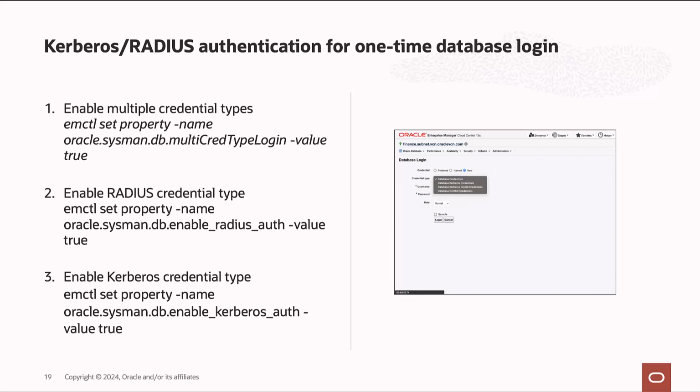We also enhanced our one-time database login to support Kerberos and Radius authentication. By default, Enterprise Manager supports DB username, password for one-time database login. In order to use Radius or Kerberos credentials, enable multiple credential types by executing the first emctl command. The second command enables the use of Radius credential type, and the third command enables the use of Kerberos credential type. With these three simple steps, one can easily use the Kerberos or Radius authentication methods to connect to target database.